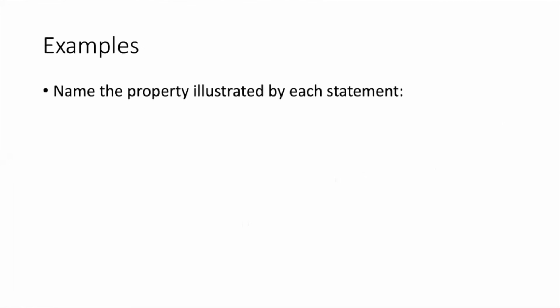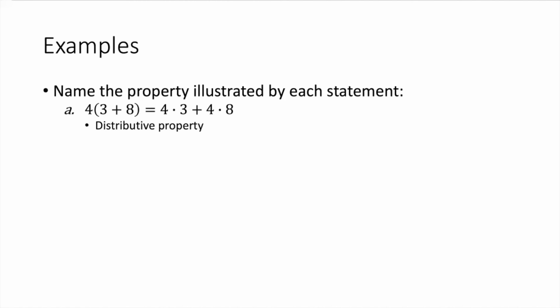All right, so now we're going to throw all of those properties together, and we're going to try to name which property is illustrated by the statement, starting with 4 times (3 plus 8) is equal to 4 times 3 plus 4 times 8. So out of all the properties we've talked about, commutative, associative, distributive, identity, and inverse, which property is that? That is the distributive property, right?